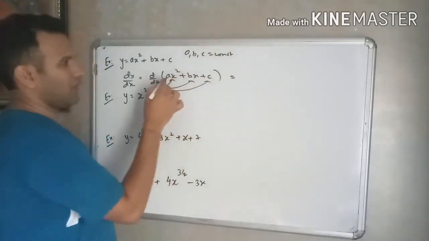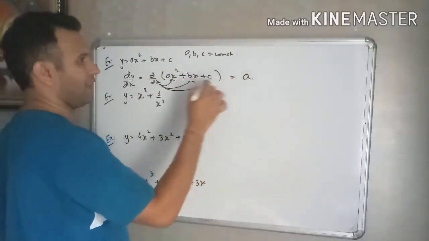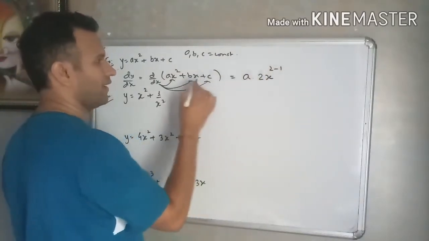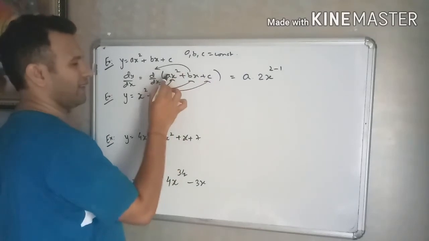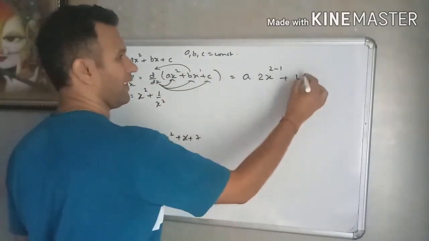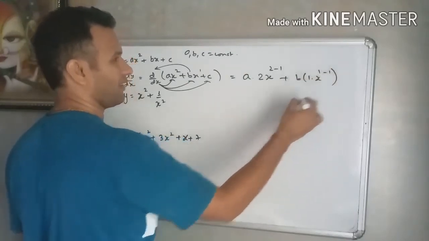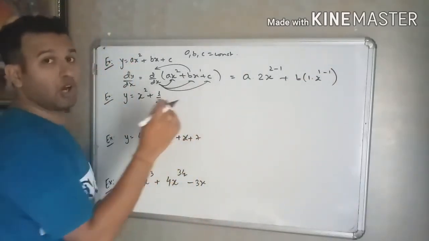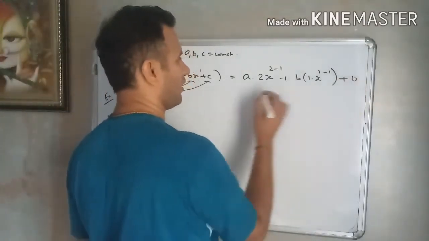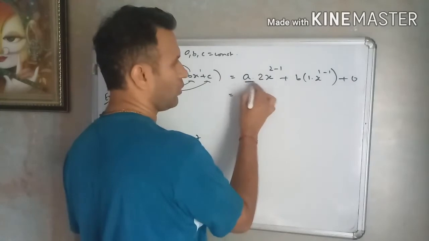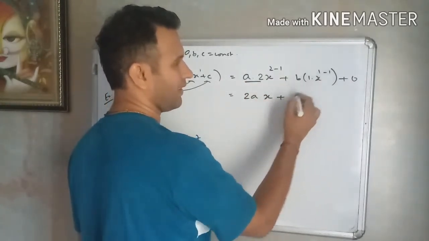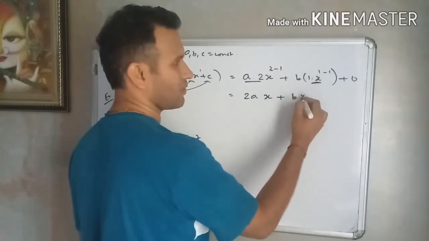So the constant will be taken outside, so it will become a, and the derivative of x square will become 2 into x raised to 2 minus 1. Then b will be taken outside, so it will become b into 1 into x raised to 1 minus 1. And the c is all alone. It's a constant all alone, so its derivative will become 0. So this will become 2a, this will become x, so 2ax, this will become b, this will become 1, x raised to 0.